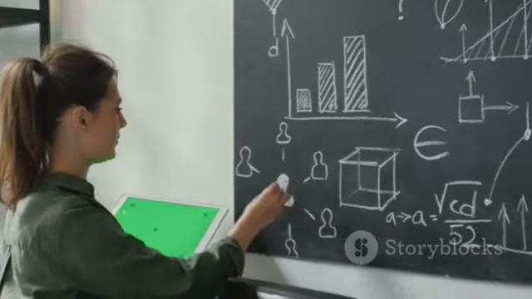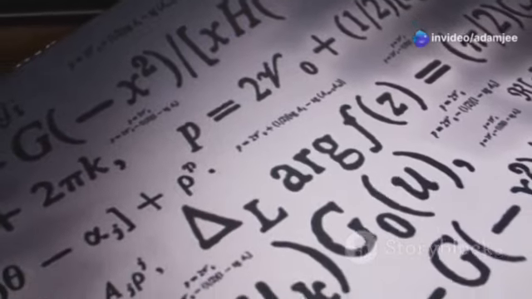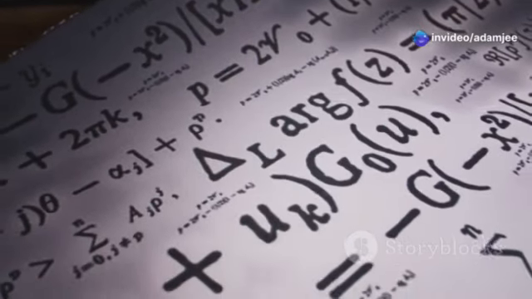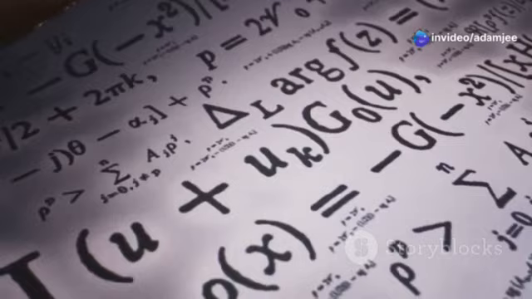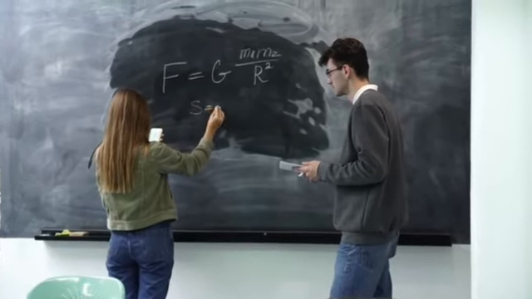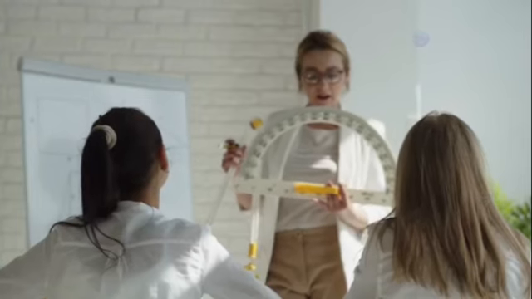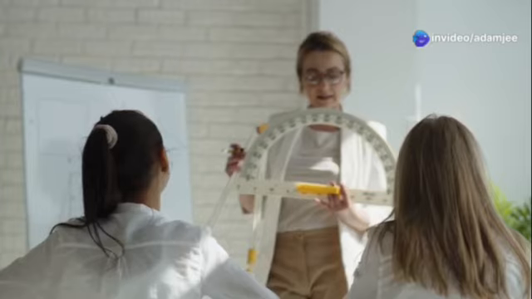But in inverse proportion, it's the product of the quantities that remains constant. We use a different formula for inverse proportion, xy equals k, where x and y are the quantities and k is the constant. Understanding the difference between direct and inverse proportion is key to solving a variety of problems. It helps us see the relationships between things in the world around us.